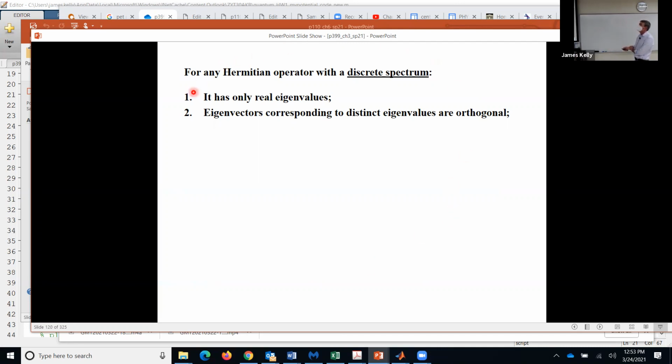The whole point of talking about Hermitian operators is so that we can use that property, the definition of Hermitian, to prove these two theorems. We're going to do those on the board just to slow it down a little bit. The proofs are in the notes that you have, but you may want to annotate the notes.